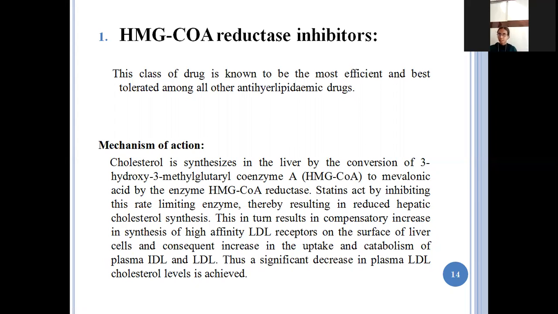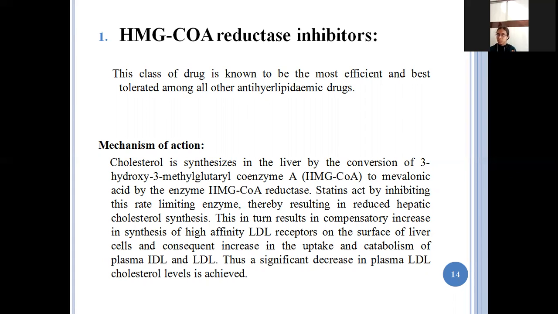Here, cholesterol is first synthesized by converting HMG-CoA to mevalonic acid using the HMG-CoA reductase enzyme. So in order to stop it, we are using the inhibitors, to avoid the formation of cholesterol in the body. So the statins act by inhibiting the rate-limiting enzyme, thereby reducing hepatic cholesterol synthesis. If we inhibit this enzyme, the cholesterol formation will be inhibited in the liver.